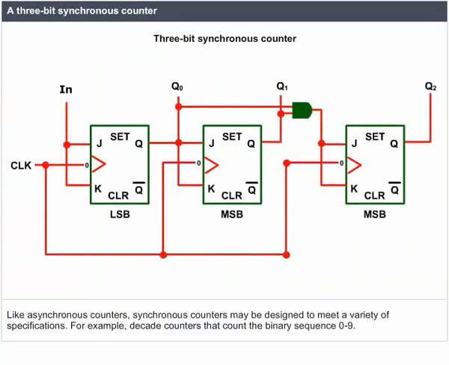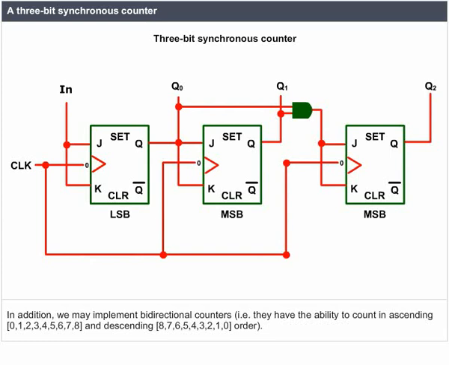A 3-bit synchronous counter. Like asynchronous counters, synchronous counters may be designed to meet a variety of specifications. For example, decade counters that count the binary sequence 0 to 9. In addition, we may implement bidirectional counters, that is, they have the ability to count in ascending 0, 1, 2, 3, 4, 5, 6, 7, 8 and descending 8, 7, 6, 5, 4, 3, 2, 1, 0 order.